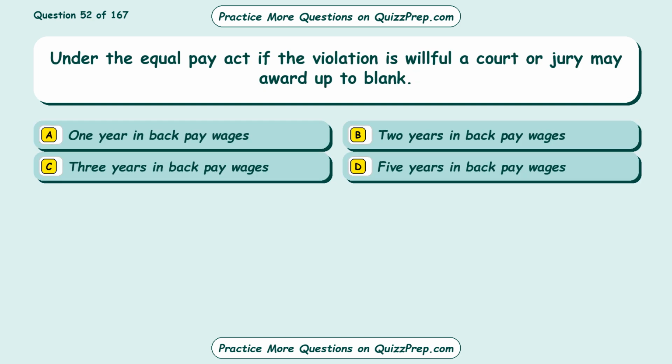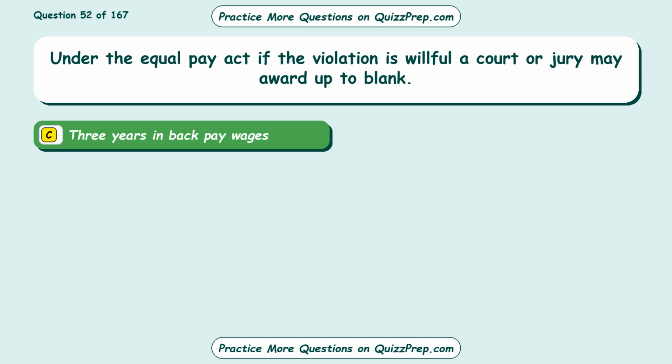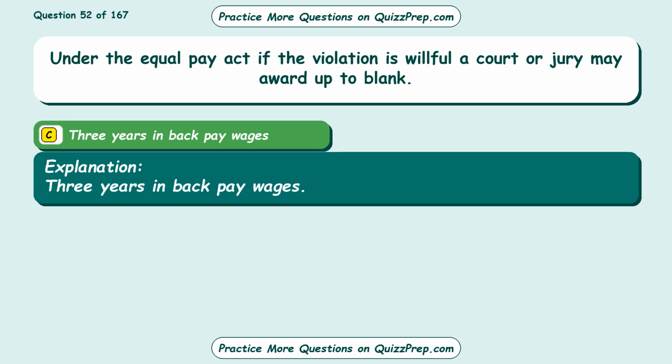Question 52. Under the Equal Pay Act, if the violation is willful, a court or jury may award up to blank. Option A, 1 year in back pay wages. Option B, 2 years in back pay wages. Option C, 3 years in back pay wages. Option D, 5 years in back pay wages. The correct answer is option C, 3 years in back pay wages.